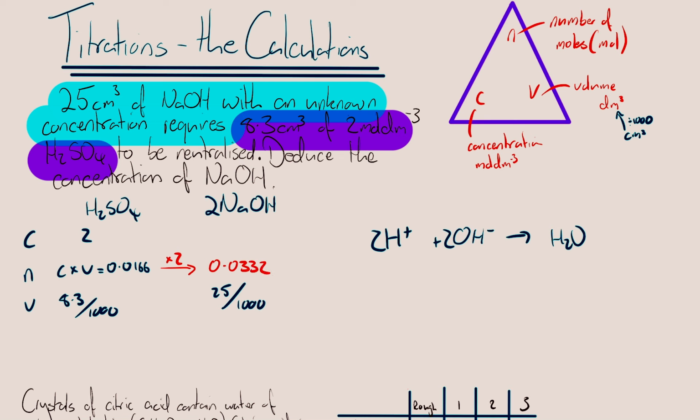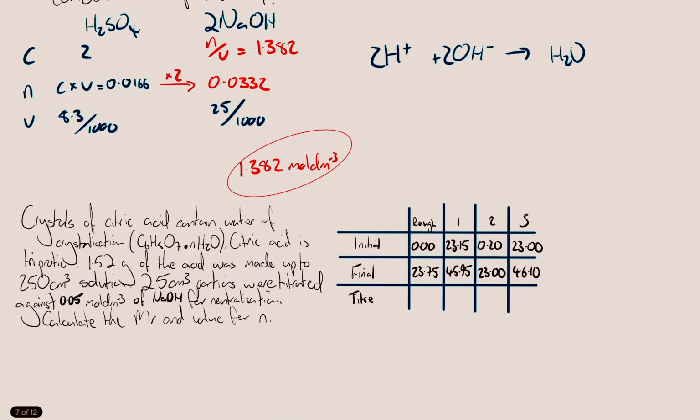Next, I need to use these two to work out my concentration. So I'm doing moles divided by volume, N over V, and that gets us to 1.382. So that's our fairly basic one. We then get a bit more complicated down here.